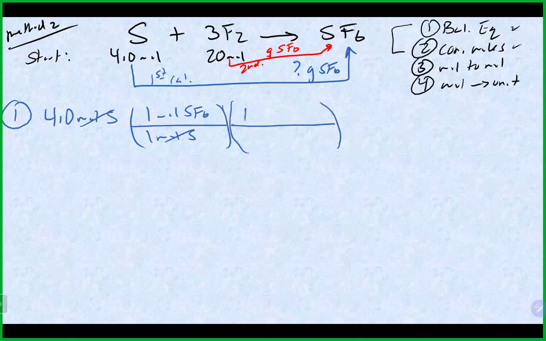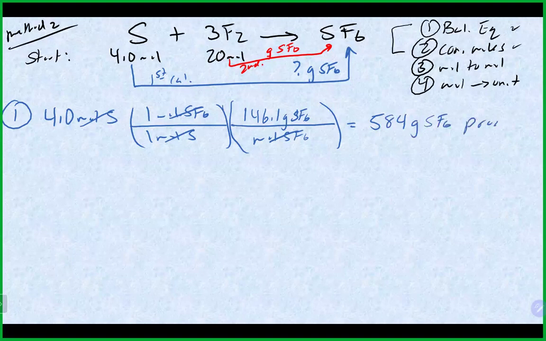It's 146.1 grams per mole here of SF6. Again, these are going to cancel. And here we would end up with 4 times that, basically about 584 grams of SF6 would be produced.